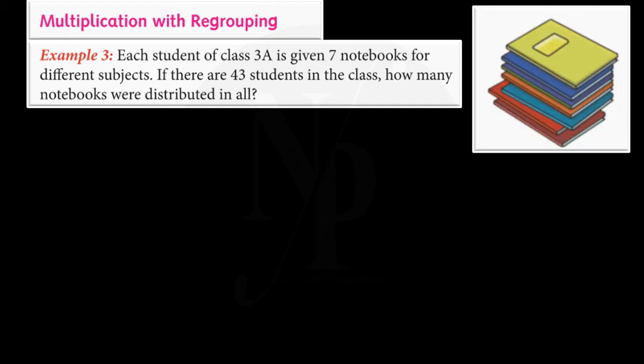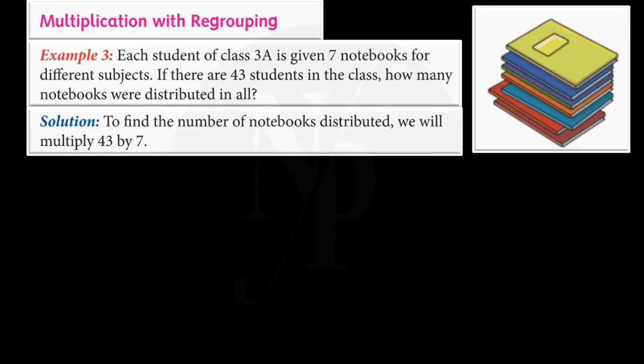So here we have class 3A students, given 7 notebooks. You can see in the picture different notebooks issued for the class 3A students, and 7 notebooks were given to each student of class 3A, and there are 43 students in that class. So we have to find how many notebooks were distributed in all. For that, we have to multiply 43 and 7 to get the required answer. Let us do that now.